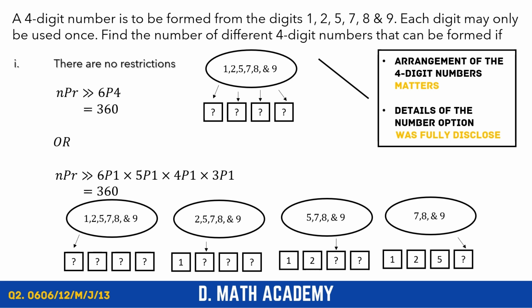So out of 6 numbers, I selected 1 for the first digit. Then among the 5 remainders, I select another one for the second, followed by the third and the fourth. So we have 6P1, 5P1, 4P1, and 3P1. Multiply everything together, then you get 360.